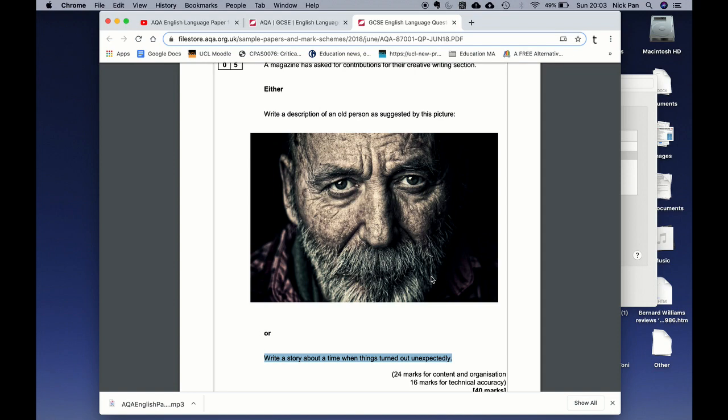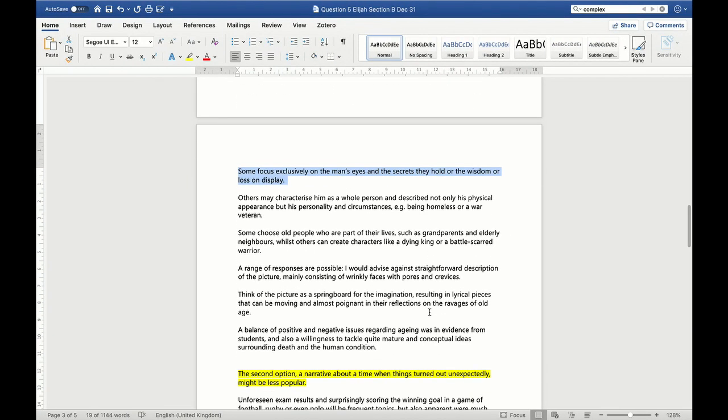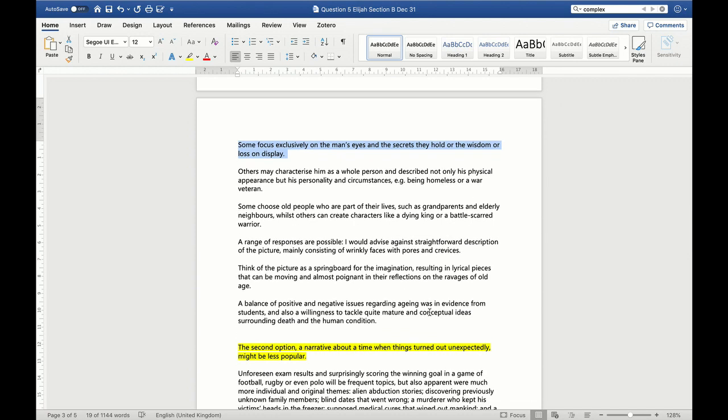So anyway, others think about not only his physical appearance, but extrapolating from that his personality and social circumstances, that he might be homeless or a war veteran, he might be a dying king or a battle scarred warrior, he may be your grandparent, he may be someone else's grandparent, he may be an elderly neighbour. We have so much license with this, it's a great question, you have so much artistic license, but all they advise against is straightforward description of the picture, mostly consisting of he was wrinkly, he has deep set bags.